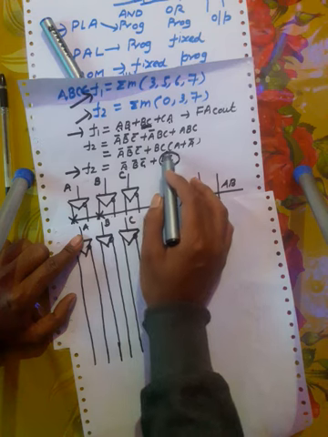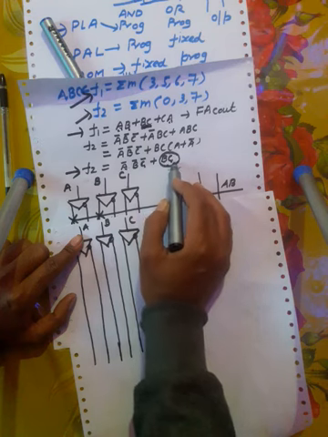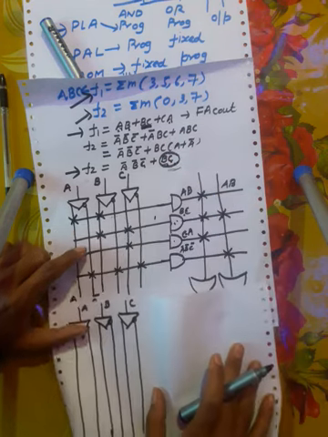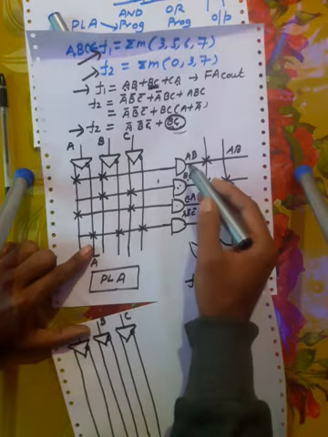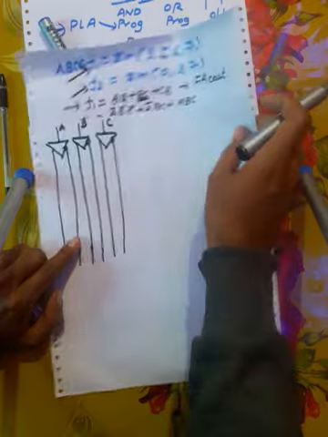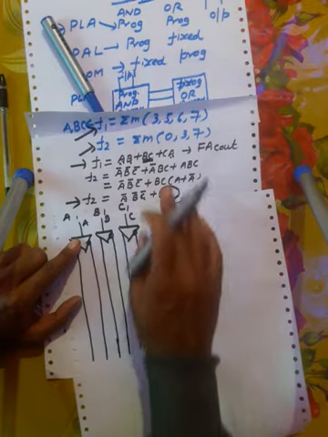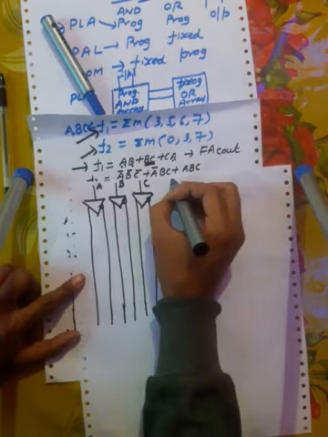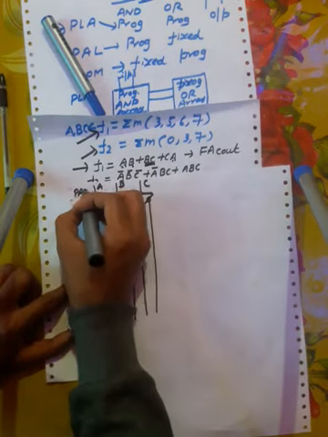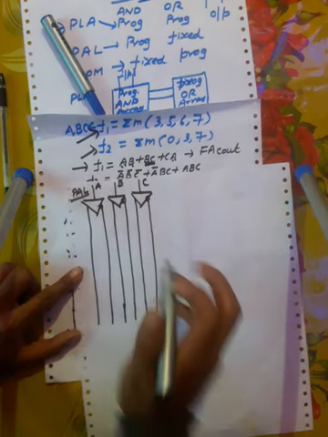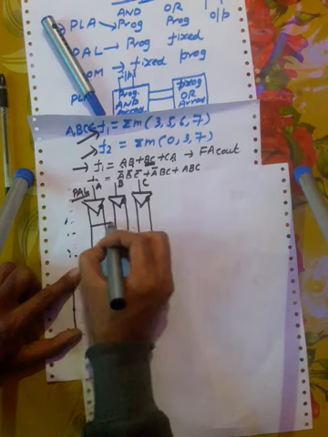Now we will not make this BC common. So 3 here, 2 here. In case of PLA, we were taking only 4 AND terms. Now 5 AND terms are required, because we cannot again take this BC, because in PAL the OR array is fixed. So I am taking 5 AND terms.